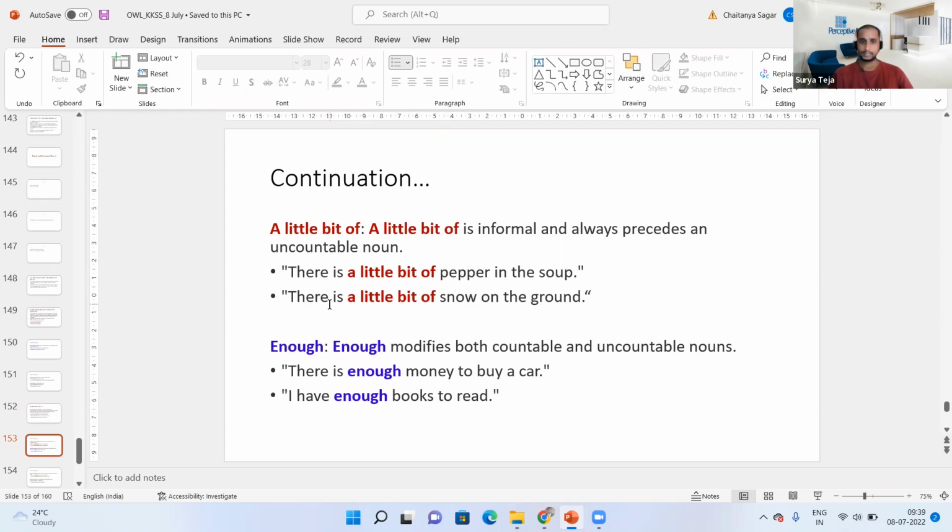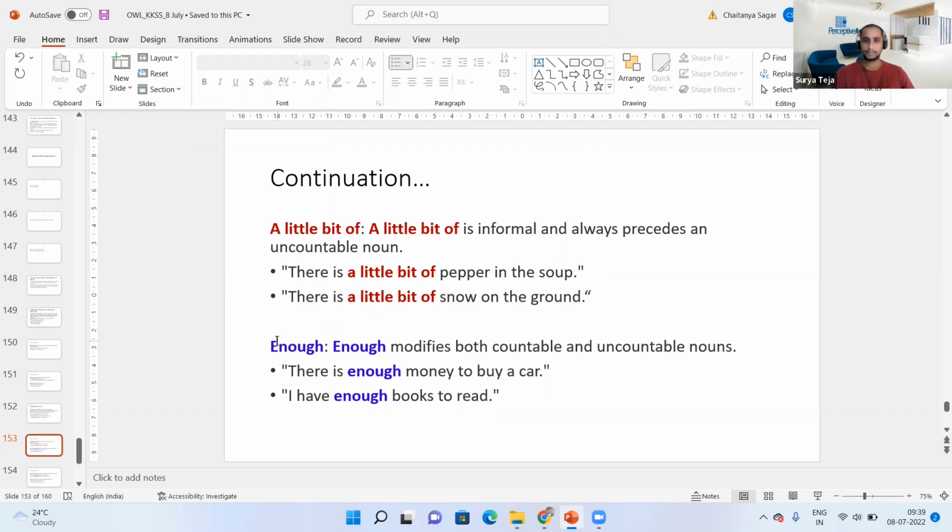If you see the second example, there is a little bit of snow on the ground. In general, snow is not expressed in the plural form. We won't say snows. We won't say peppers unless there are different types of peppers, but in general we refer to the pepper. So it is not expressed in plural form. That's the reason we use a little bit of. The moment we see a little bit of, it is used for uncountable nouns.